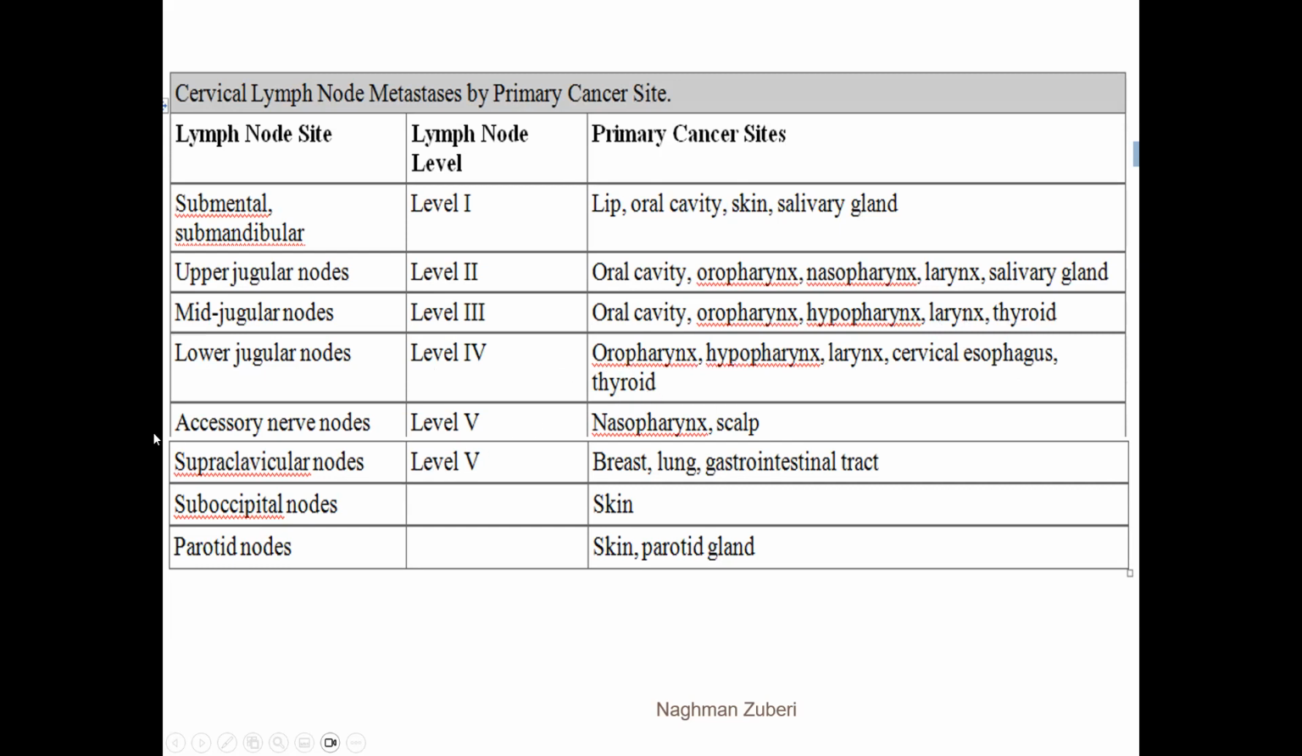Then comes accessory nerve nodes. They are at level 5, and primary cancer site would be nasopharynx and scalp. Supraclavicular nodes, they are level 5, and primary cancer site would be either breast or lung or GIT. Then suboccipital nodes, the primary cancer site would be skin, and parotid nodes, the primary cancer site would be skin or parotid gland.